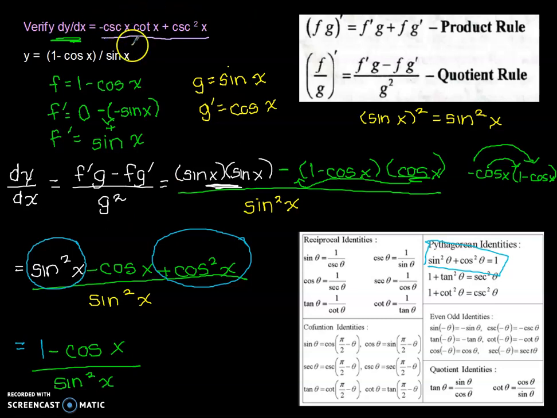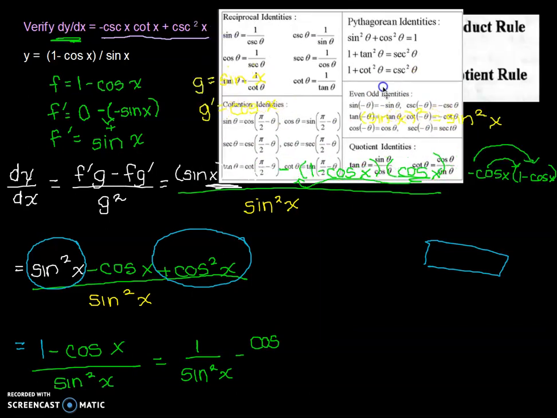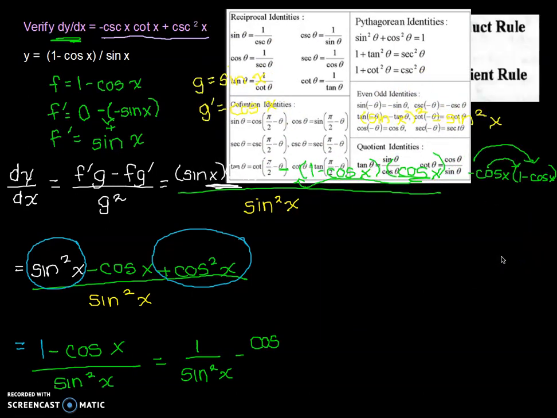However, I need it to equal this. So I'm going to use my algebra. Everything is already in terms of sine and cosine, which is kind of the ideal situation when simplifying. So I am going to split my numerator, meaning give each term its own denominator of sine squared. So I have 1 over sine squared minus cosine of x over sine squared.